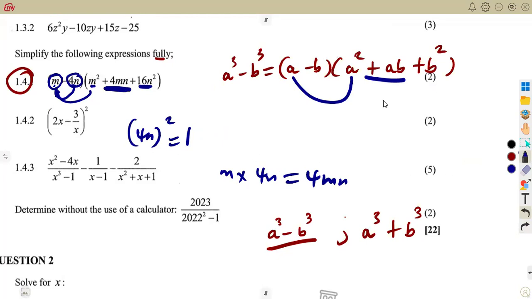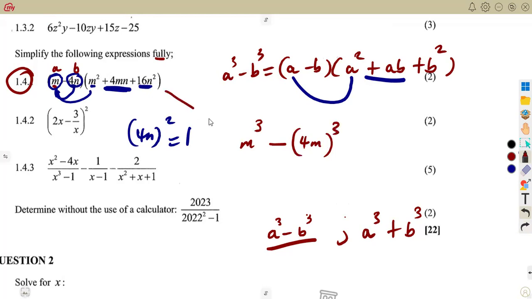So meaning to say, this was exactly an expansion from what? From a minus b, from a cubed minus b cubed. If you understand this, guys, my a according to my question here is m. So if it was taken from a cubed, it means this is our a, and this is our b. So it's going to be m cubed minus b cubed, which is 4 cubed. The whole of this part is equal to m cubed minus 4 to the exponent of 3, which is 64.